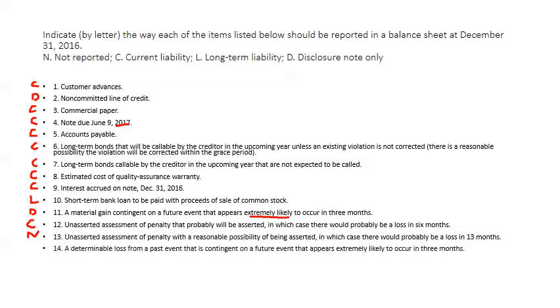A determinable loss from a past event that is contingent on a future event that appears extremely likely to occur in 3 months. Okay, so it's a contingent, and it says in here, extremely likely to occur, and determinable means you have a reasonable estimate, therefore you would accrue that.